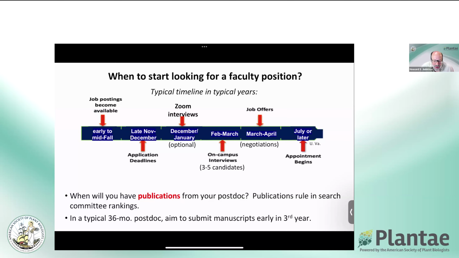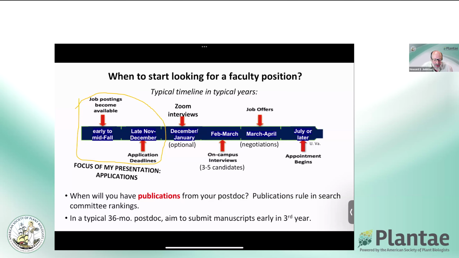And then in maybe early February, you'll start with on-campus interviews. Depending on the position, you may have anywhere between 3 to 5 candidates. And then hopefully you'd get a job offer soon afterwards. There'll be a period of negotiations, which could be a month or more. And then if you're offered the position, you usually could start in July, although often faculty won't start until September or sometimes January of the next year. Next slide, please.